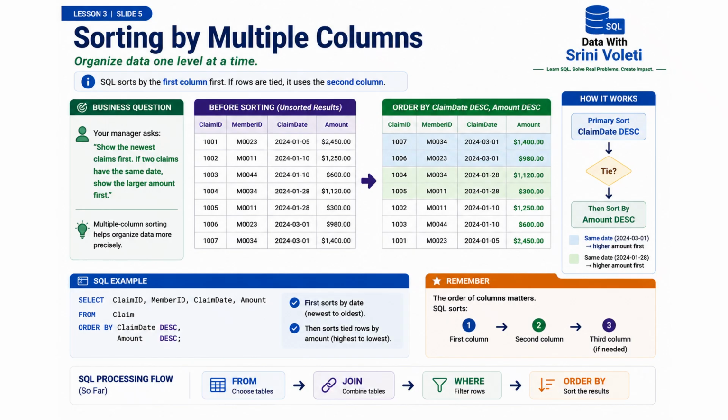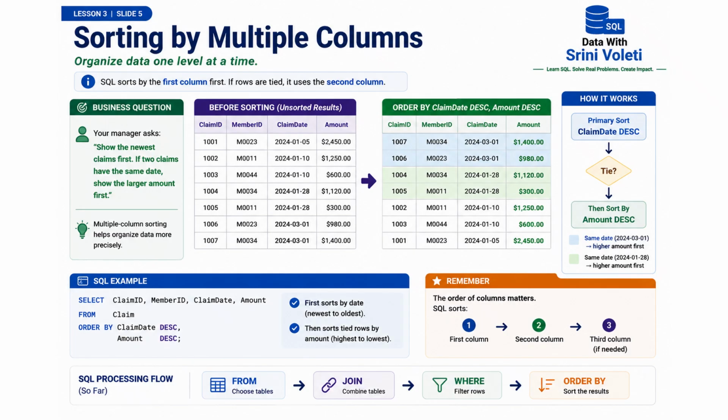SQL always works from left to right in the ORDER BY clause. First, it sorts the data using the first column. In this example, that's claim date descending, which places the newest claims at the top. Then SQL looks for the rows that have the same date. Those rows are tied because the first sort cannot separate them. To break the tie, SQL moves to the second column, amount descending, and places the highest claim amount before the lower one.